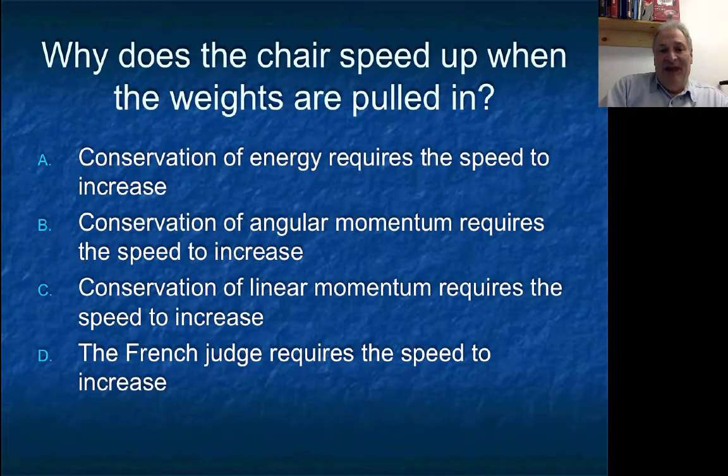Do you remember the definition of angular momentum? Angular momentum is the mass times the rotational speed times the distance from the center of the rotation. And if we're conserving angular momentum and we pull the weights in, well, the mass is staying the same and the distance from the mass to the center of the rotation is decreasing. If that's decreasing, and if the mass is staying the same, then the rotational speed has to increase to make up for the decrease in distance. So it is conservation of angular momentum that requires the speed to increase. It's not linear momentum. That has to do with motion in straight lines, and it's not the French judge. So B is the correct answer.